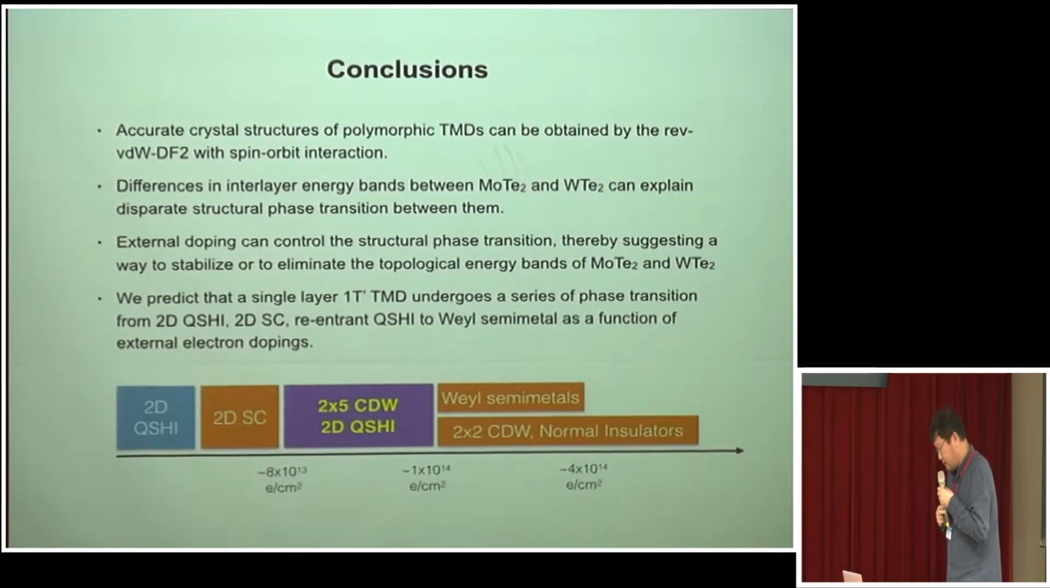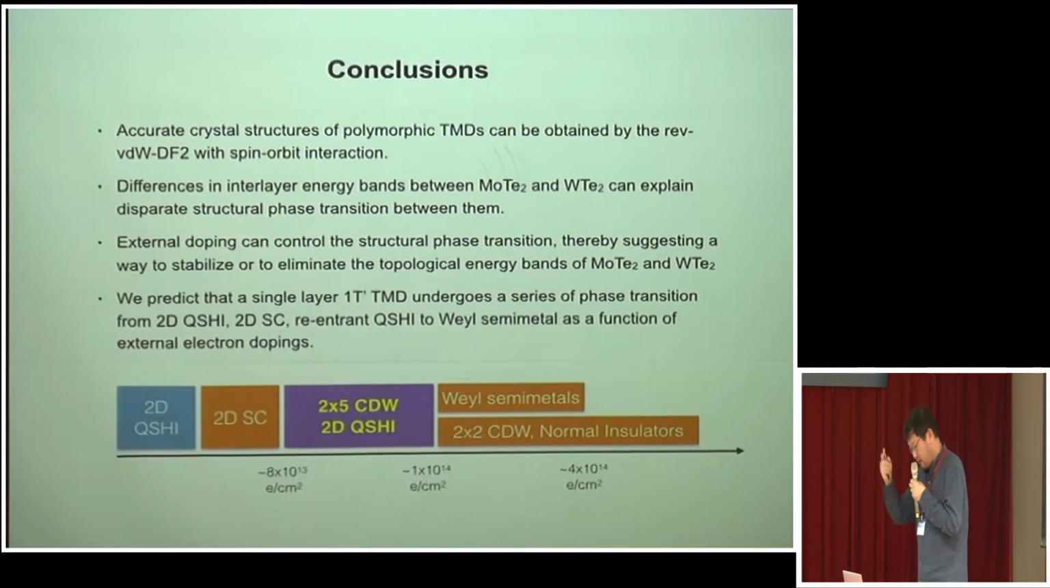So in conclusion, I want to emphasize that you need a very accurate crystal structure to reliably reproduce or predict the physical properties of the TMD. In this case, we tested our implementation of the revised van der Waals DF2 version of the functional with spin-orbit interaction. Essentially, the spin-orbit interaction changes the crystal structure a little bit, but we need a complete picture. So we implemented this. I think this version will be shortly uploaded to all available codes.